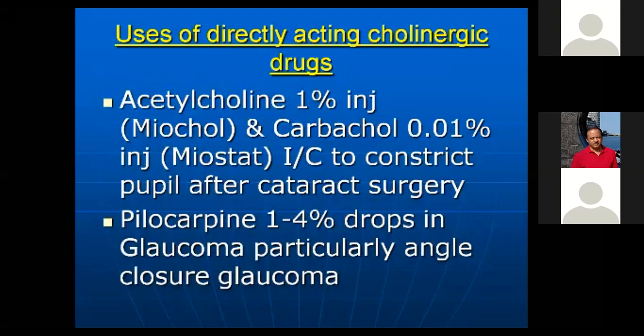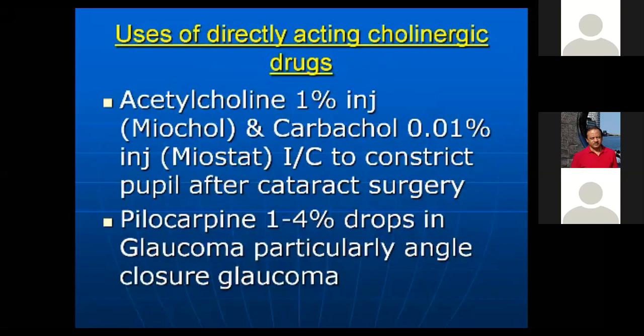Now, look into some of the drugs and where these drugs are used. Acetylcholine 1%, it's only available in injection form. It's not available in eye drops. Similarly, carbachol 0.01%, it is also available in injection form. And these are used during cataract surgery. Why? When you want to constrict the pupil after cataract surgery, then these injections are used.